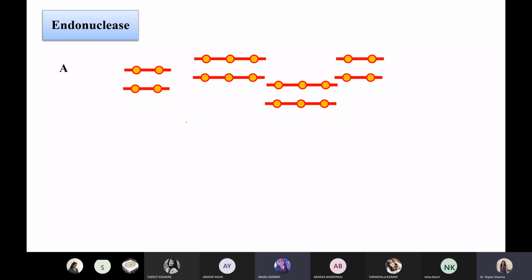Another type of nuclease is endonuclease. Endo, the name itself suggests, is from the internal part of the DNA. So the DNA will be broken down into small pieces. Here, though I have represented only the blunt end pieces of DNA, it can also be hanging in the case of endonuclease.